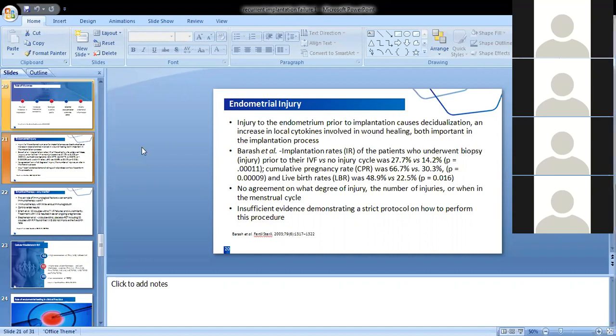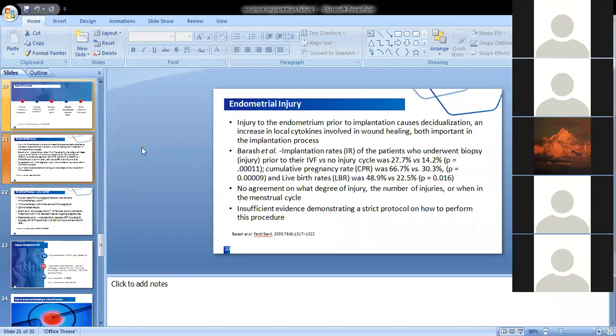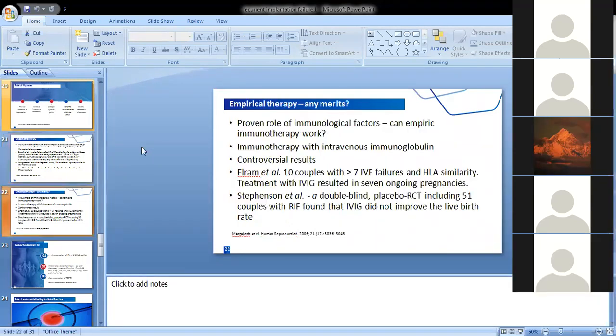The most common method of doing an endometrial scratching is to use a Pipelle endometrial biopsy device. But again, as I mentioned, there has been insufficient evidence in literature because you don't get much in the way of randomized control trials or meta-analyses. What we get from literature is mostly observational studies or smaller studies with low power. Now, there have been certain empirical therapies like immunotherapy with intravenous immunoglobulin, but again, there have been controversial results on IVIG, whether it improves pregnancy rate after recurrent implantation failure or not.